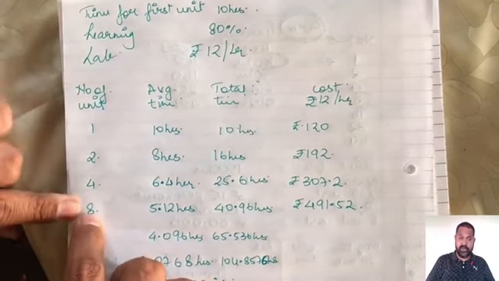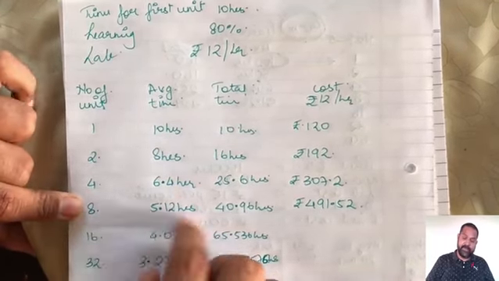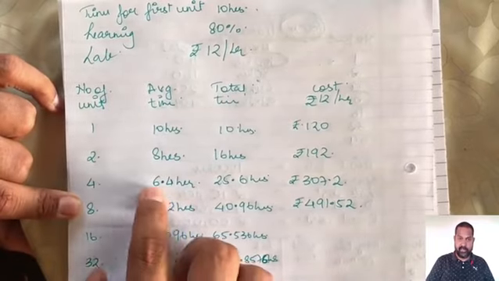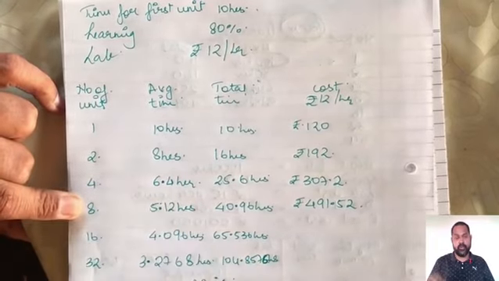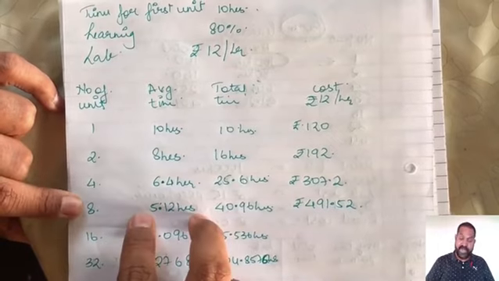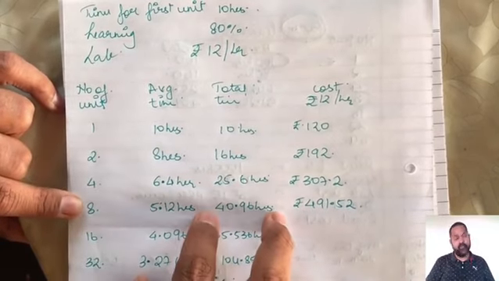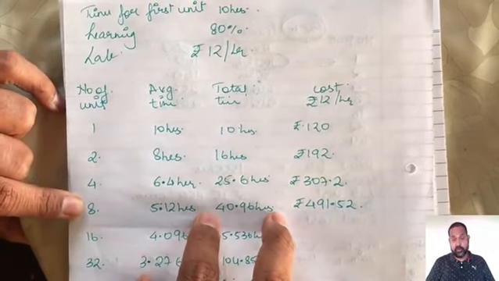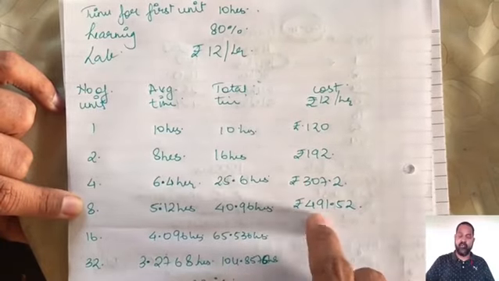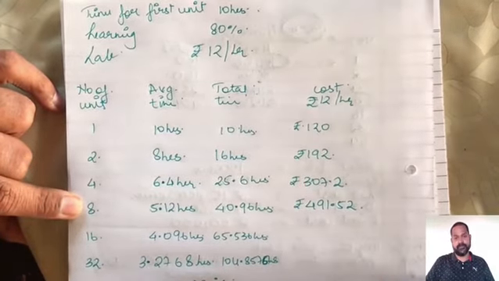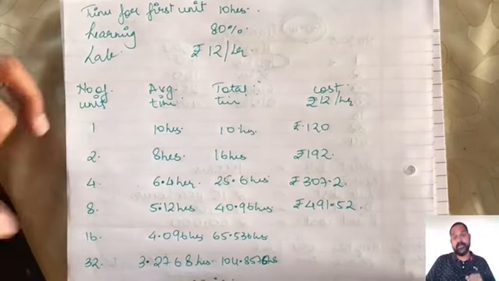Double, which is for 8 units, the average time will be 80% of 6.4, which is 5.12 hours. If this is the average time for 8, the total time for 8 is 40.96. So the cost for those 8 is 491.52. Then they've done something very intelligent.